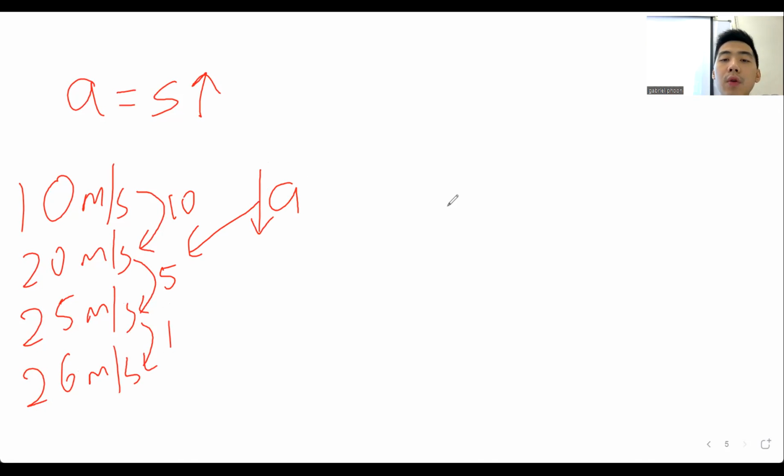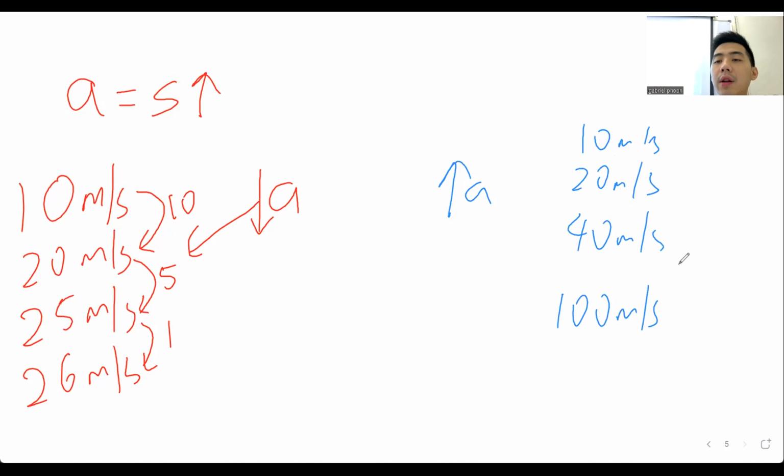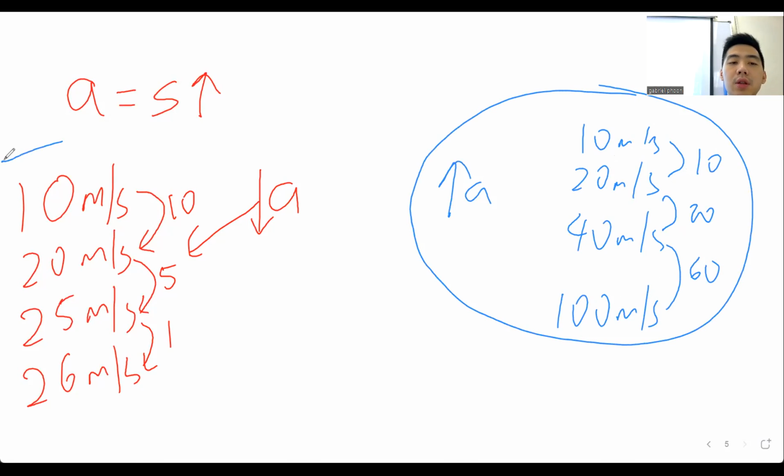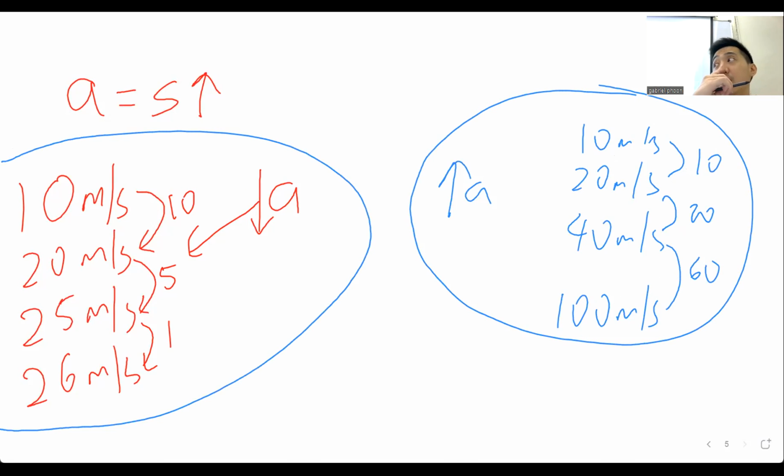Alternatively, it's true as well. If today I have increasing acceleration, initially from 10 meters per second to 20 meters per second to maybe 40 meters per second to maybe 100 meters per second, right? You can see that each time the jump is increasing more and more, guys. This is what we call increasing acceleration. This is what we call decreasing acceleration, guys. Very important. You must know this.